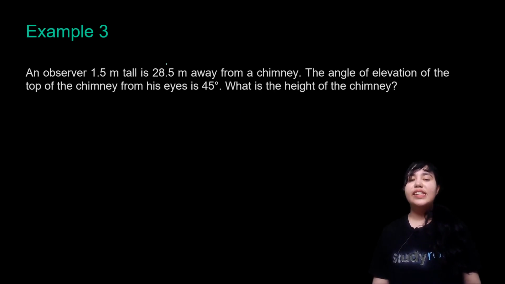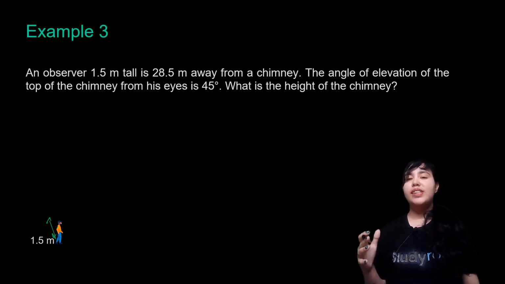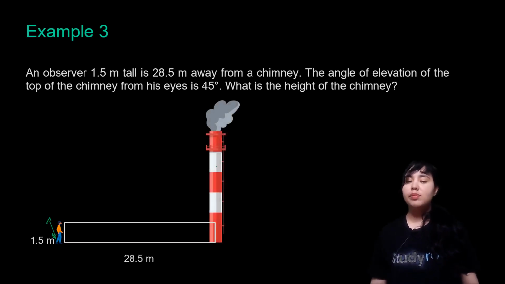Moving on to the third example. So there is an observer 1.5 meters tall. So this is the observer, his height is 1.5 meters. He is 28.5 meters away from a chimney. So this is your chimney and the distance between chimney and this person is 28.5 meters.